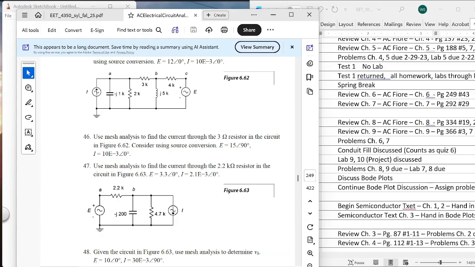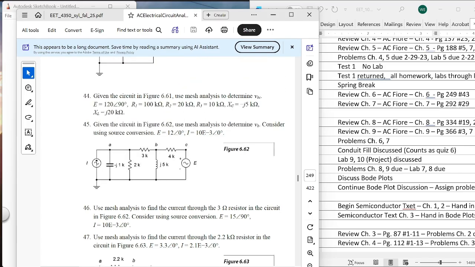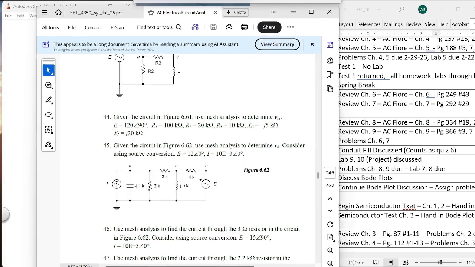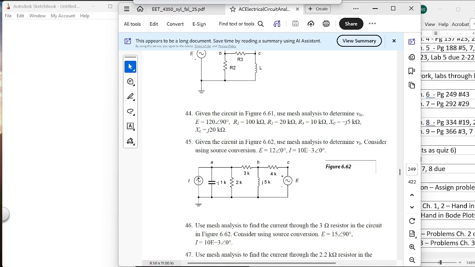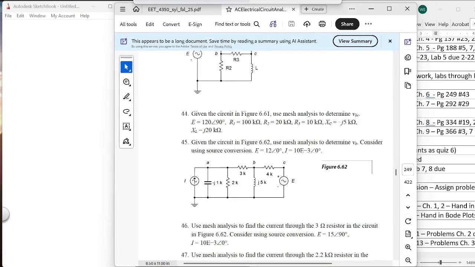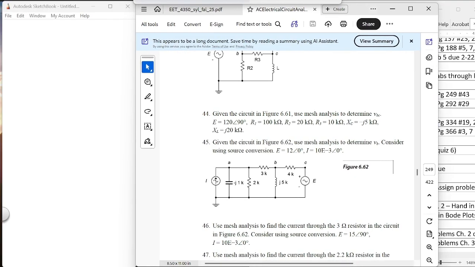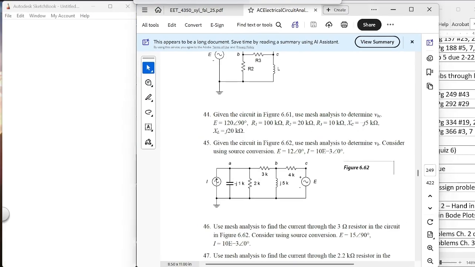For mesh analysis, do you think it is bigger? Say again, now mesh analysis is what? If you have a question, I would ask you to solve it all the way through. Okay.